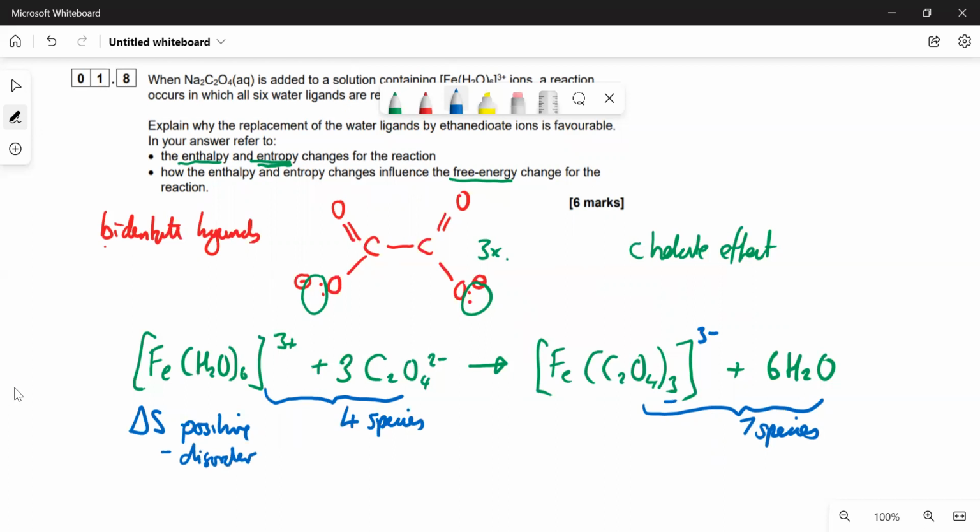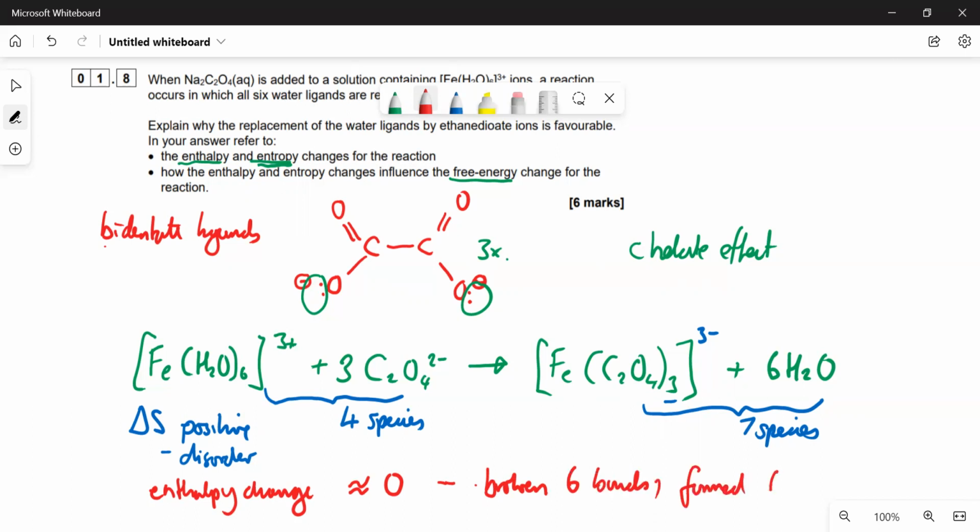Now let's talk about the enthalpy change. The enthalpy change for most ligand exchange reactions is going to be approximately 0. It's not very exothermic or endothermic. And why is that? Well, you've broken 6 dative bonds to the ion, but then you've formed 6 new ones. Breaking bonds is obviously endothermic, making bonds exothermic, so overall it's about 0.